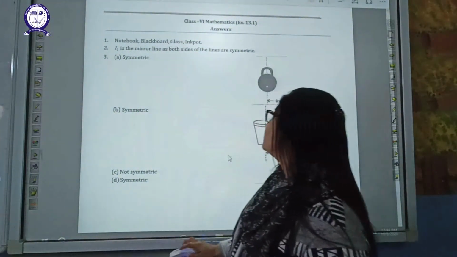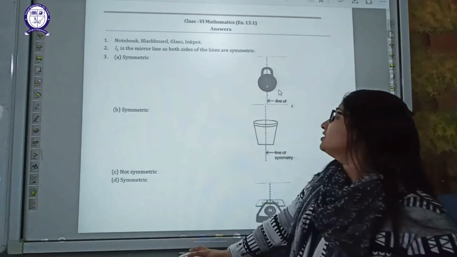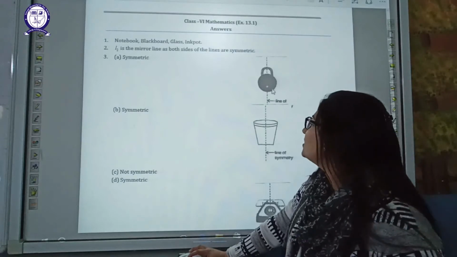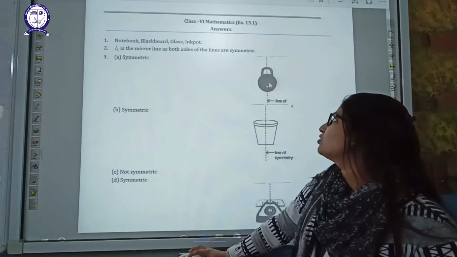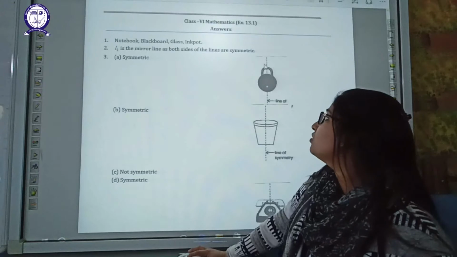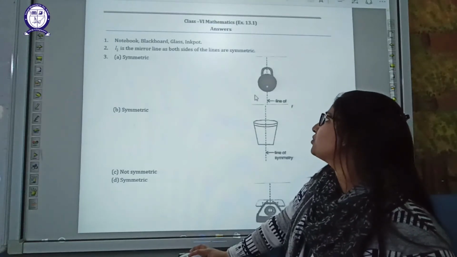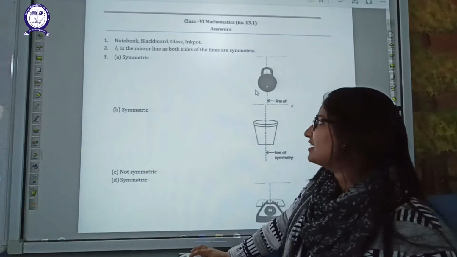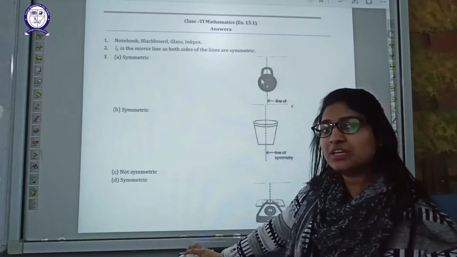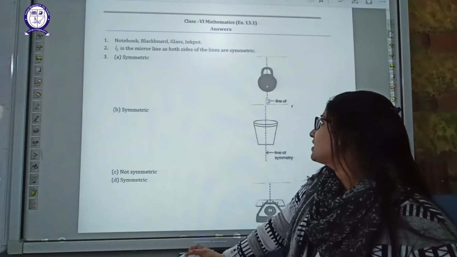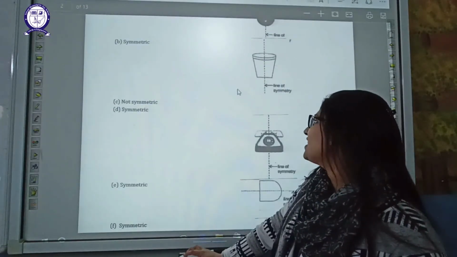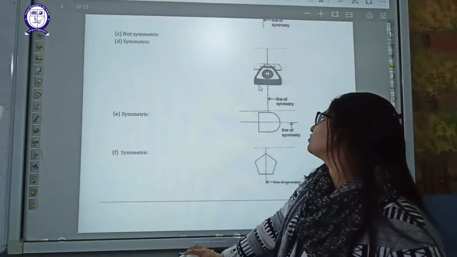As you can see in this block, students, we can draw a vertical line of symmetry that can divide this block into two equal halves. Okay, so only the vertical line of symmetry can be drawn in this. If we draw any horizontal line, that will not divide the block into two equal parts, right? So it is the vertical line of symmetry. Same is the case with the glass. We can draw a vertical line of symmetry in this figure also.